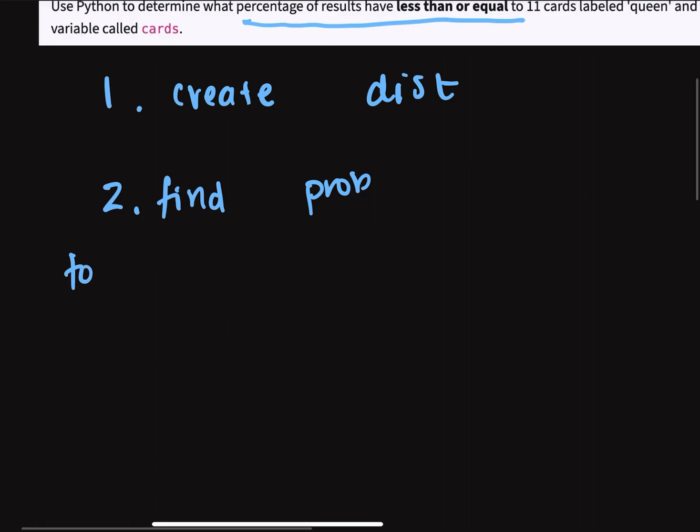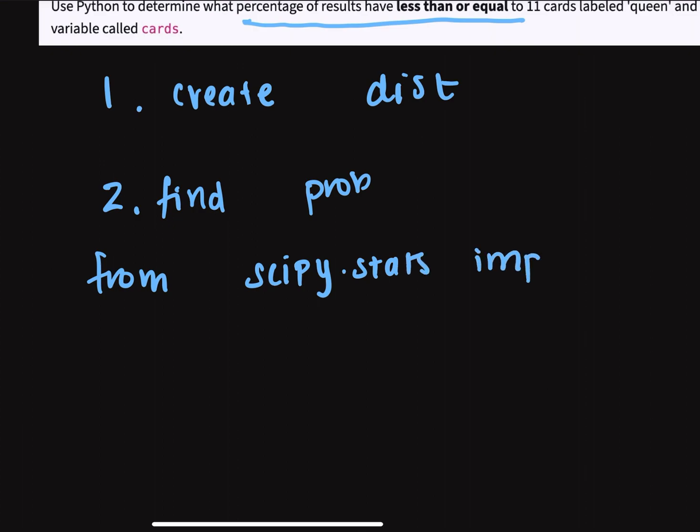First thing, we need the binom function from Python. That should be given to you at the top of your code. From scipy.stats, we want to import binom. And next, we're going to create our distribution. We can just store that in a variable called dist.